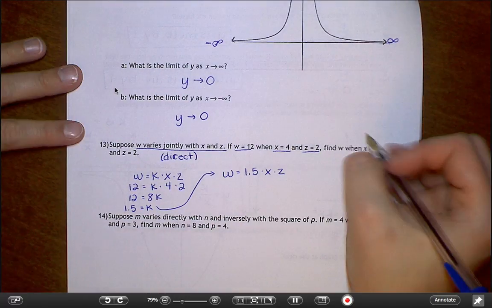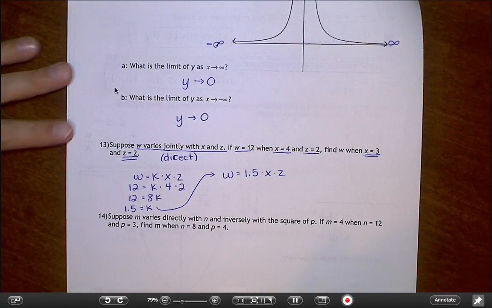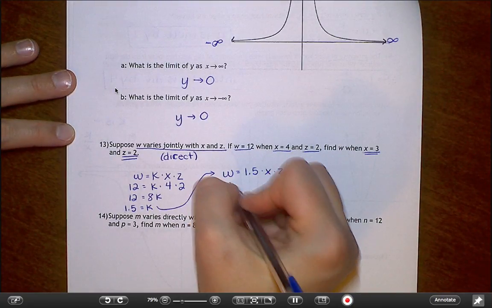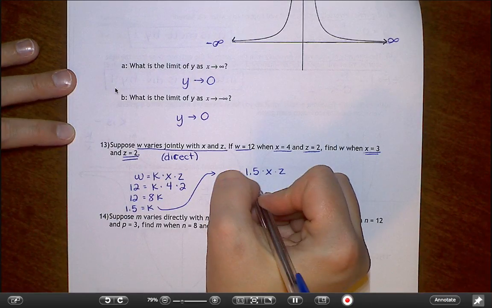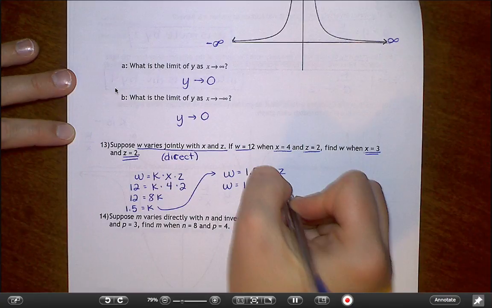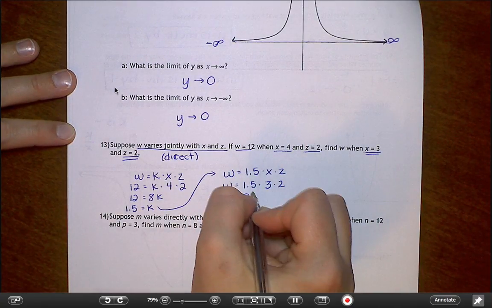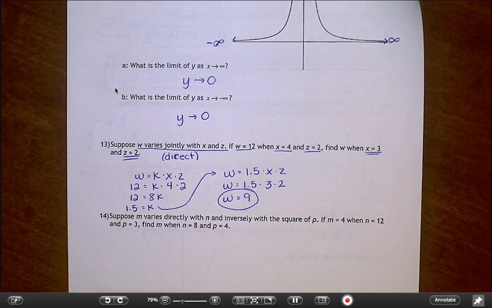So now I'm going to take the X and the Z that they give me and use that to find W. So W would equal 1.5 times 3 times 2. That's 1.5 times 6, which is 9. So W equals 9. Okay, so it works like just all the other variation problems, it's just you're working with more numbers.